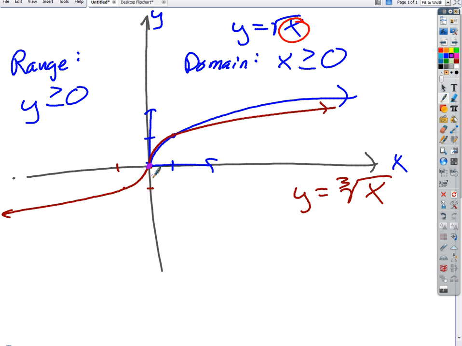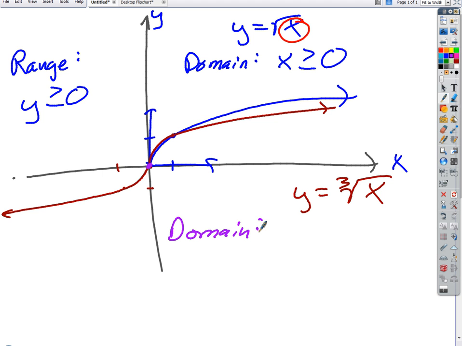Let's start with the domain. So we're looking at the domain of a cube root function. Okay, does it start anywhere? Not really. It doesn't, does it? It doesn't have a definite starting place. It goes in both directions. So let me ask this in a different way. Are there any restrictions on the domain of the red graph?